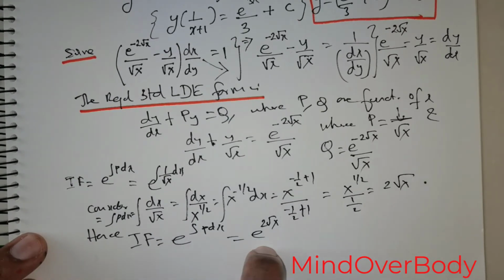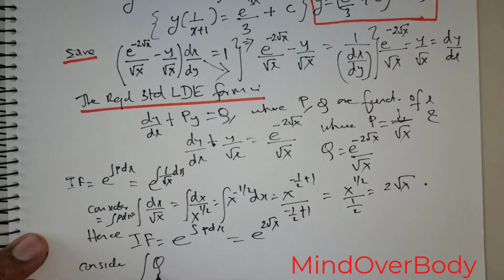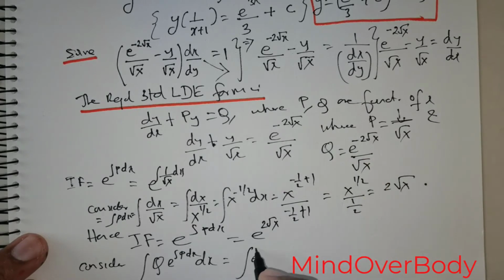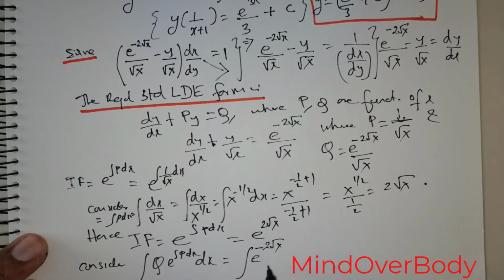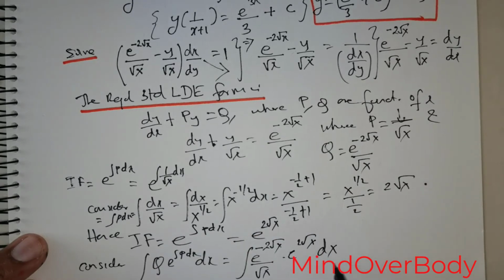So I've got this integrating factor. So now I will have to consider integral q times e raised to the power of integral p dx times dx. Now what is my q? My q is e raised to the power of negative 2 times root of x divided by root of x. What is my e raised to the power of integral p dx? This is going to be e raised to the power of 2 times root of x times dx.